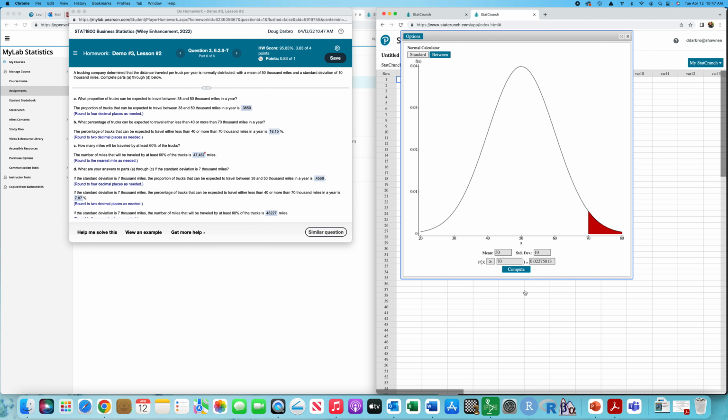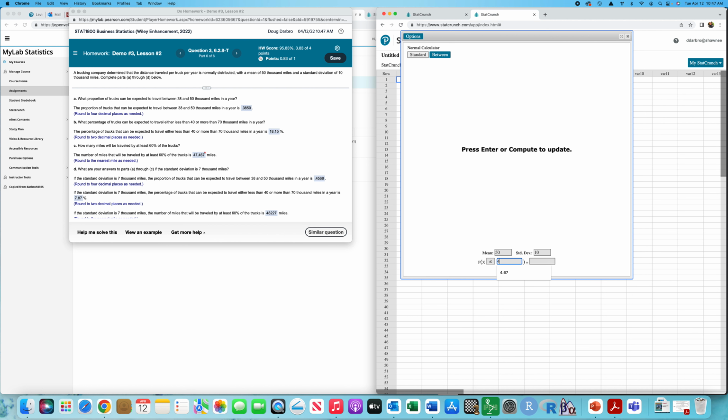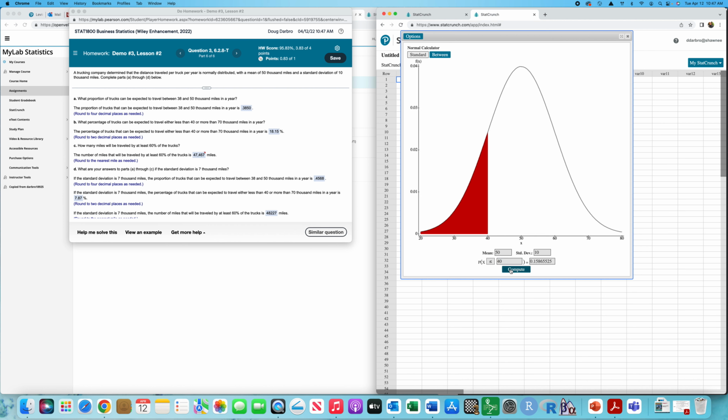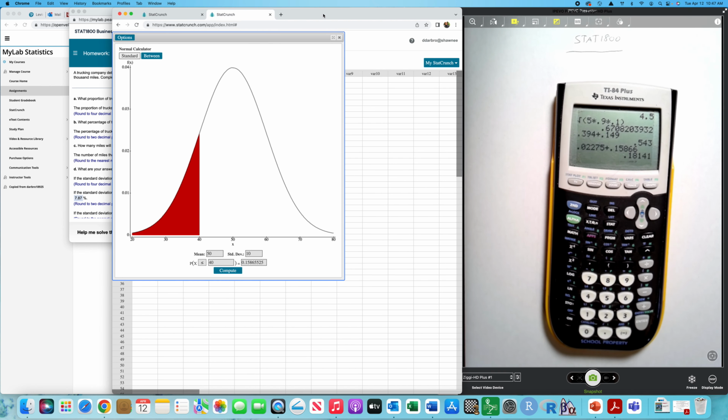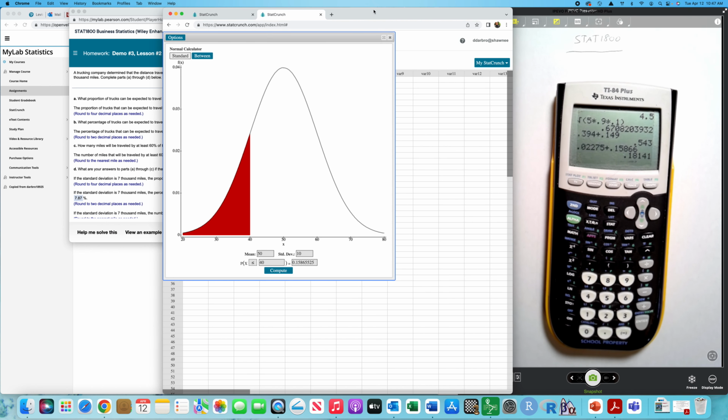And the less than 40 is 0.15866. Let me move everything out of the way so you can actually see what I'm doing. You can see I added those, and if I multiply by 100 to convert it to a percentage, I get 18.1%.